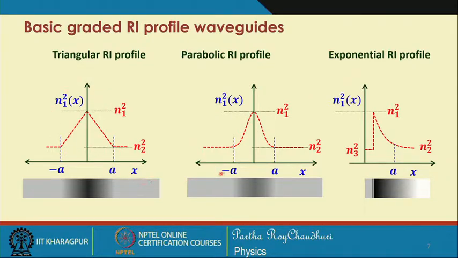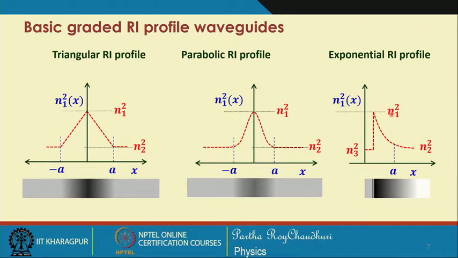Then we have a very common refractive index profile waveguide, which is the parabolic refractive index profile, and at the center you have the maximum value n 1 square, and then it falls parabolically as a function of x, like a parabola, and it assumes a constant refractive index n 2 on either side, that is away from the core.